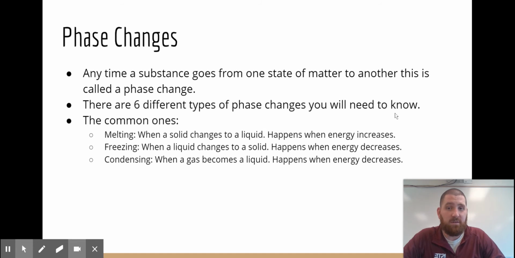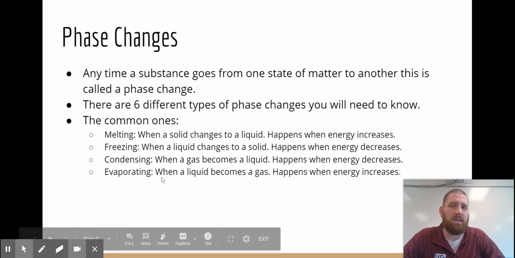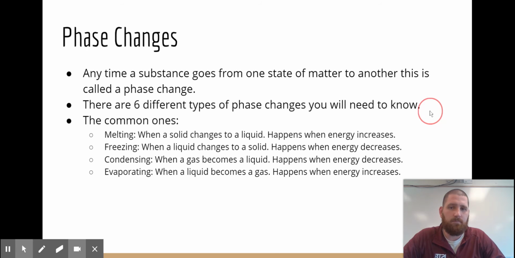There's condensing. This is when a gas becomes a liquid. This happens when energy decreases as well. Then there's evaporating. Now, evaporating is when a liquid becomes a gas. This happens when the energy increases. Another word that you might see for evaporating is vaporization. So if you see vaporization anywhere, they are the same two things.